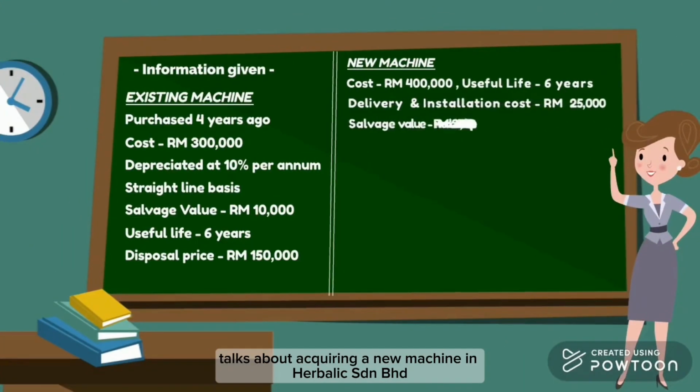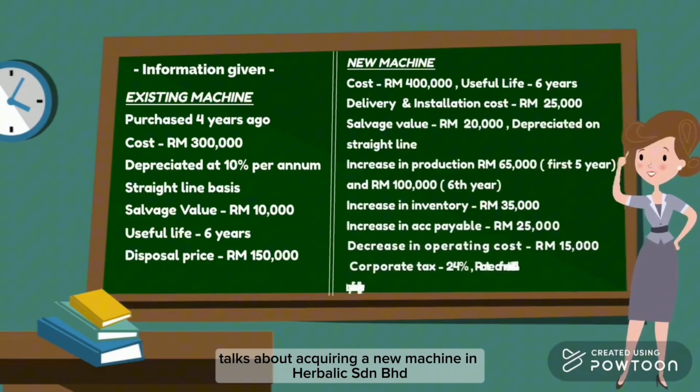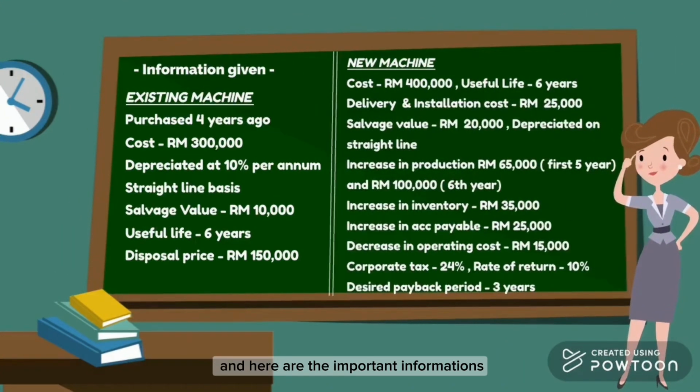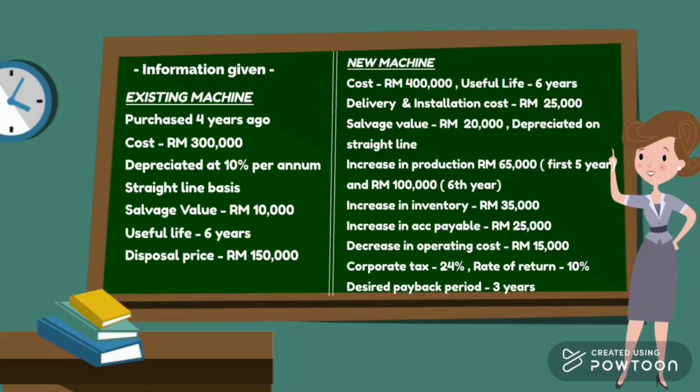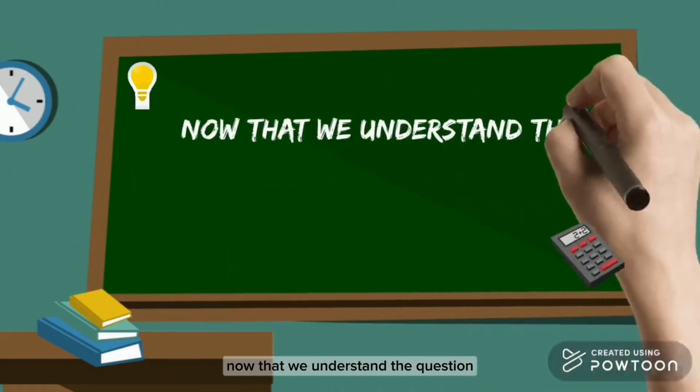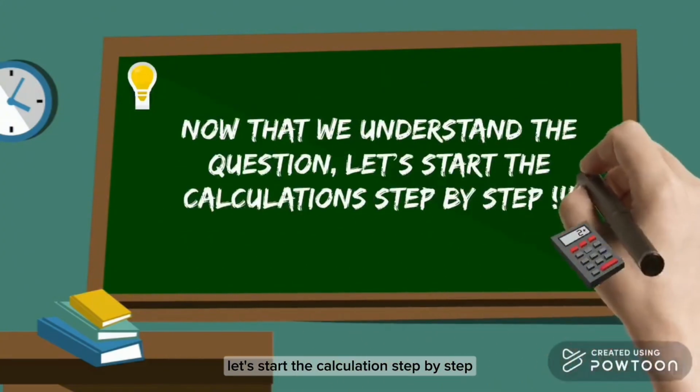Basically, the question talked about acquiring a new machine in Herbalic Stadium Berhad, and here is the important information extracted from the question. Now that we understand the question, let's start the calculation step by step.